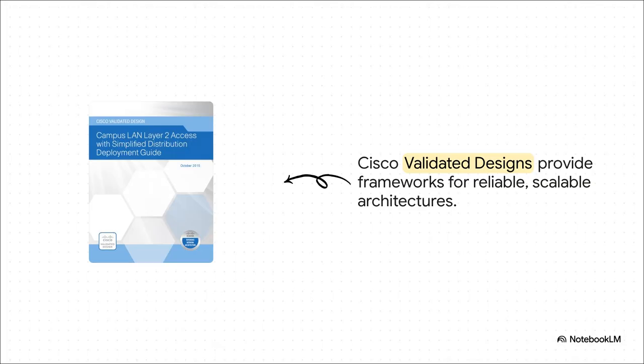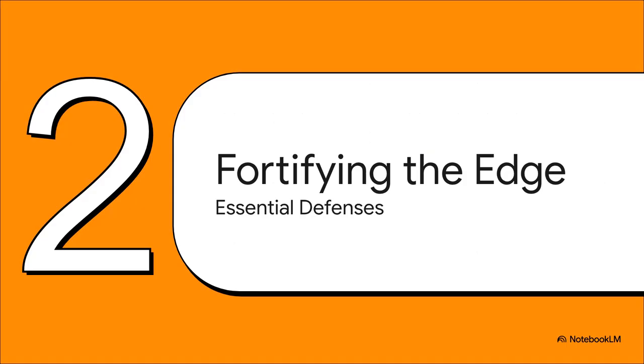And the really cool thing is, this isn't just some abstract theory from a textbook. There are documents out there, like these Cisco-validated designs, that literally give you a framework. They lay out the proven, tested, best practices that you can actually follow. Okay, so we've got our blueprint. Now what? Well, now it's time to build the walls, right?